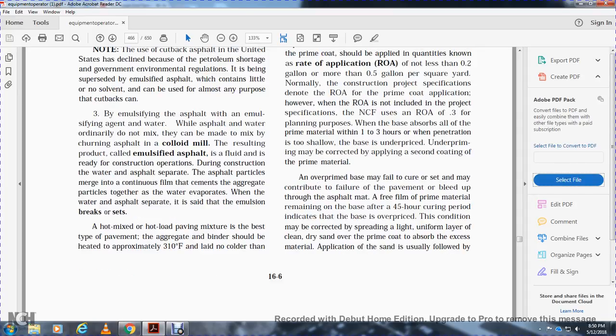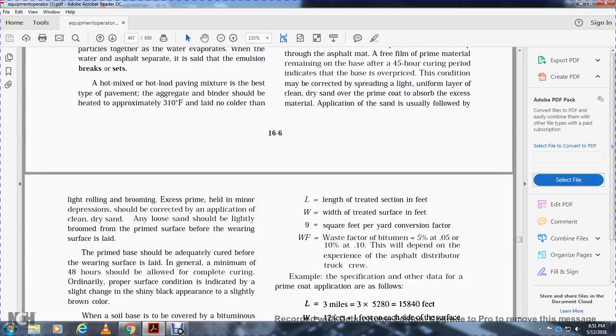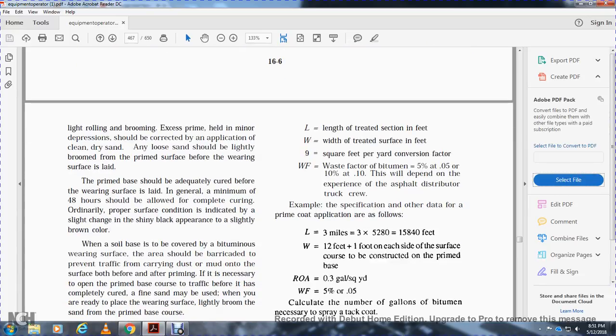The application of the sand is usually followed by light rolling and brooming. The excess primer held in any depression should be corrected by an application of clean, dry sand. Loose sand should be lightly broomed off the primed surface before the wearing surface is laid. The primed base should be adequately cured before the wearing surface is laid, with a general minimum of 48 hours allowed for completely curing.